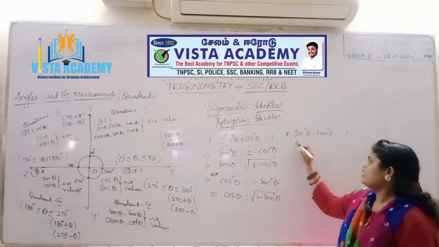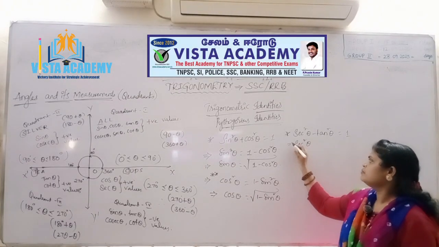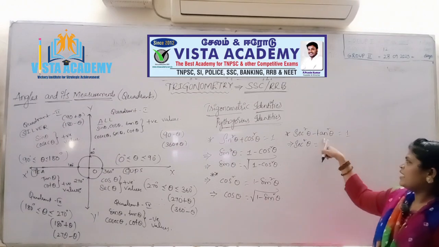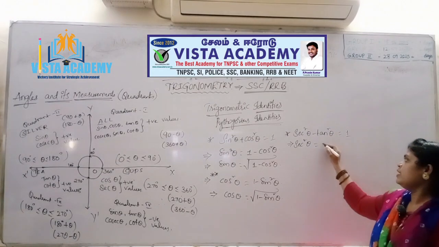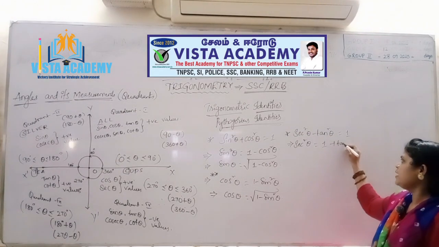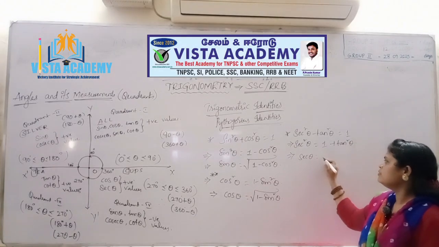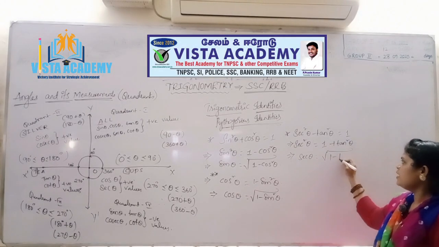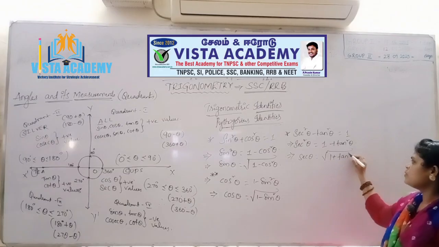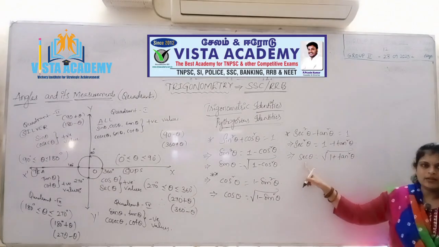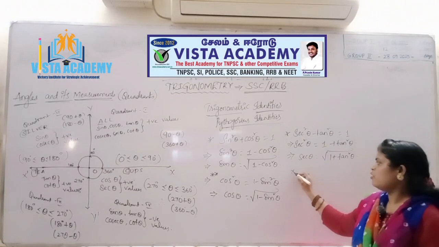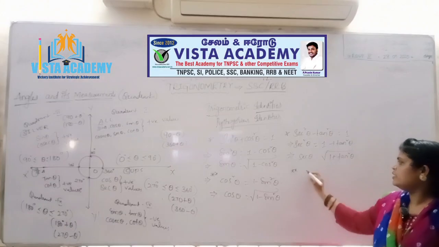Now from this, I can bring out secant square theta is equal to, if this minus value goes to the right hand side, then it will become 1 plus tan square theta. Then my secant theta is equal to under root of 1 plus tan square theta, which is my formula for secant theta.